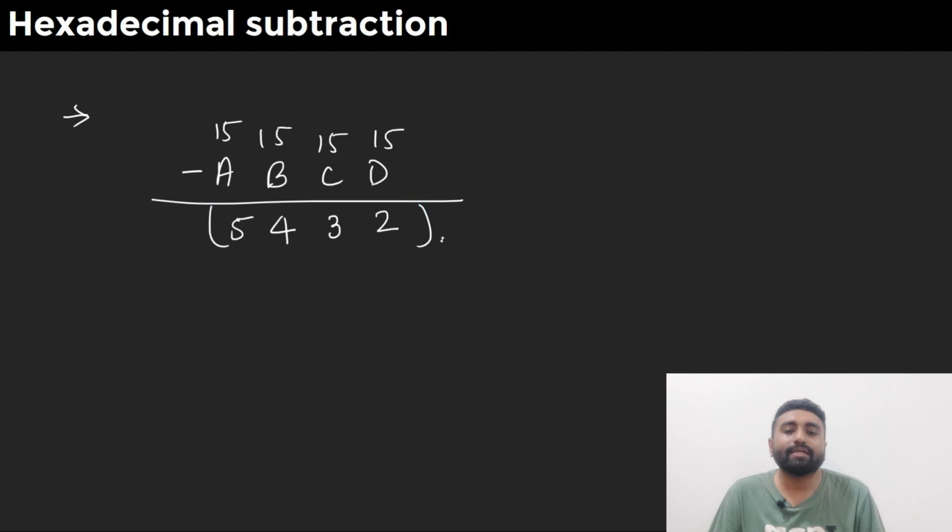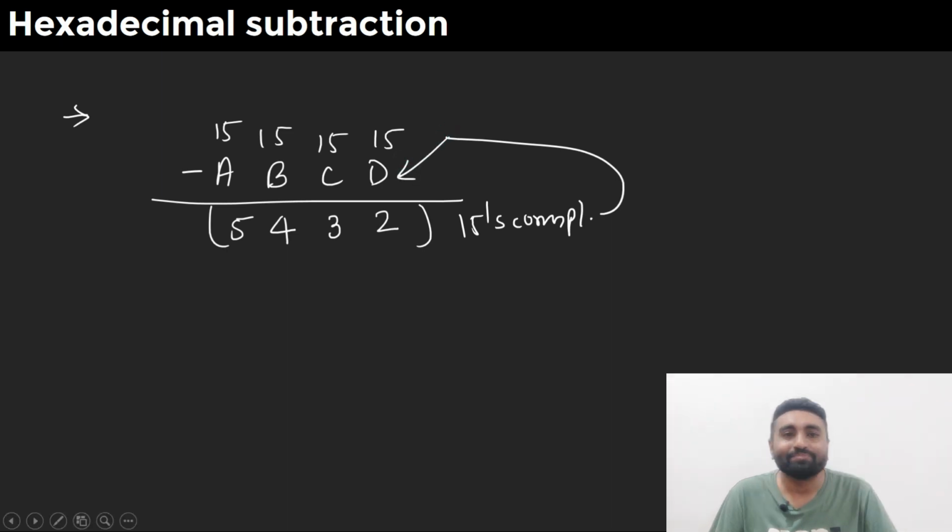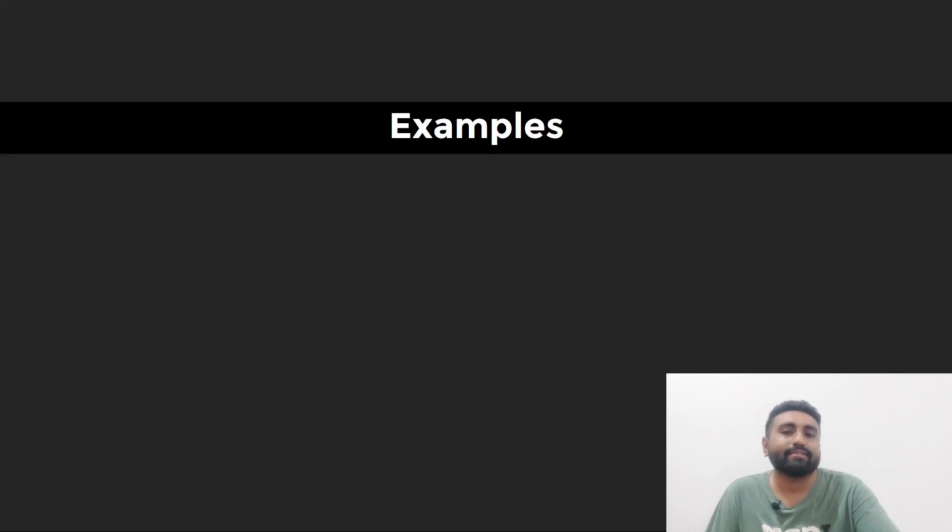So this is basically the 15's complement of this number, ABCD. So this is how you are going to find the 15's complement of any number. Now let's directly jump to the examples, because this is what is going to be very helpful for you in the exams. So the first example we are taking is a very easy example.